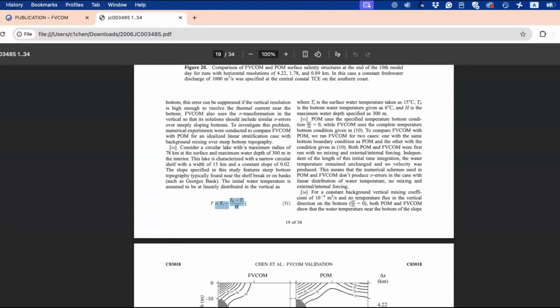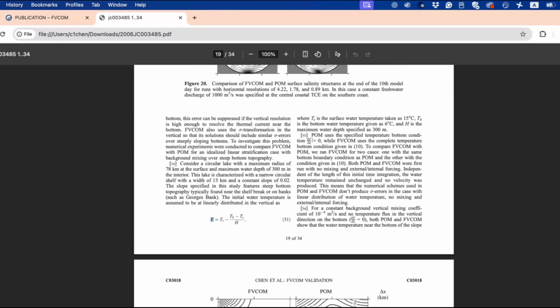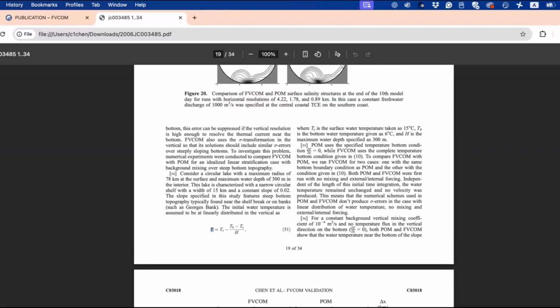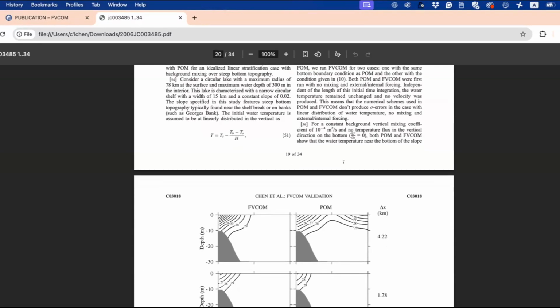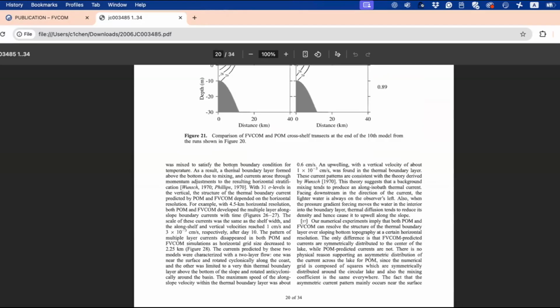We consider a cylinder lake. We had a radius like this way. I consider a step of 12 in temperature here. I consider gradients very large. Because of the boundary condition issue, for POM I used a special temperature boundary condition equal to 0, right? But in FVCOM we use the complete FVCOM formulation, including the horizontal diffusion vertically. So then I put a constant background mixing coefficient, with no temperature flux in the vertical.